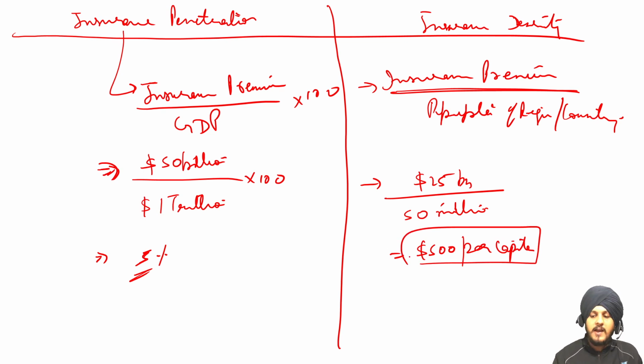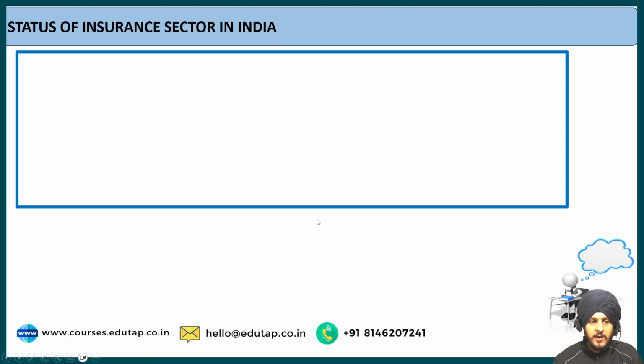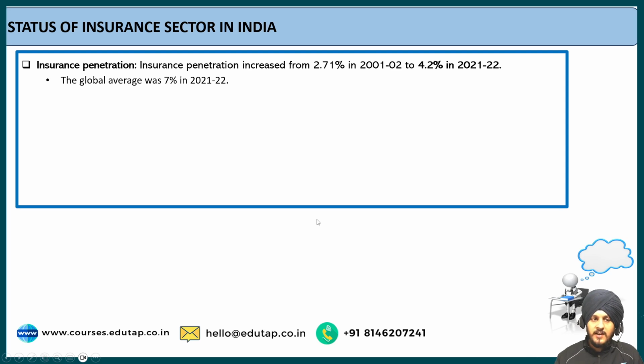It means that on an average, in that sample population, an individual is paying 500 as a part of their insurance premium. So that is about the difference between these terms, insurance penetration and insurance density, and I hope the terms are clear to you. Now let us move back to the slides and see certain data aspects with respect to the insurance sector in India.